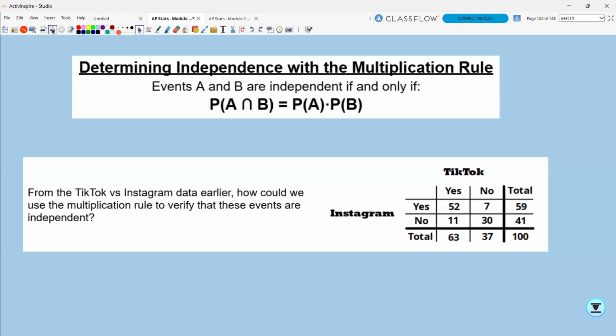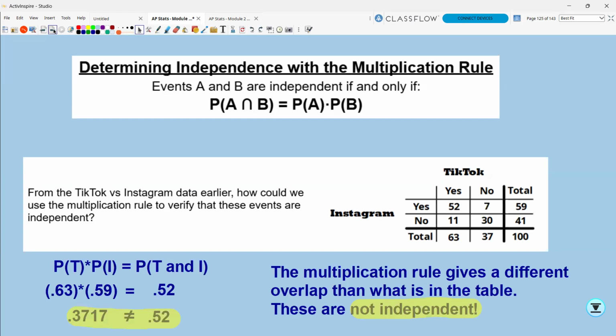Now you can go back to that Instagram TikTok table and think about it using this multiplication rule if you wish. What you can do is say, well, I know that if they are truly independent, then 59% times 63% should equal 52%, but it doesn't. See, if I do 0.63 times 0.59, I'm not going to get 0.52. I'm going to get 0.3717. So that's another way you can test to see if events in a two-way table are independent.